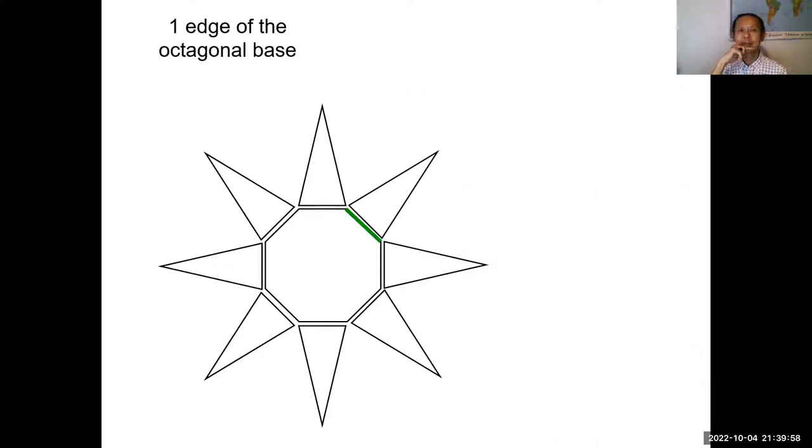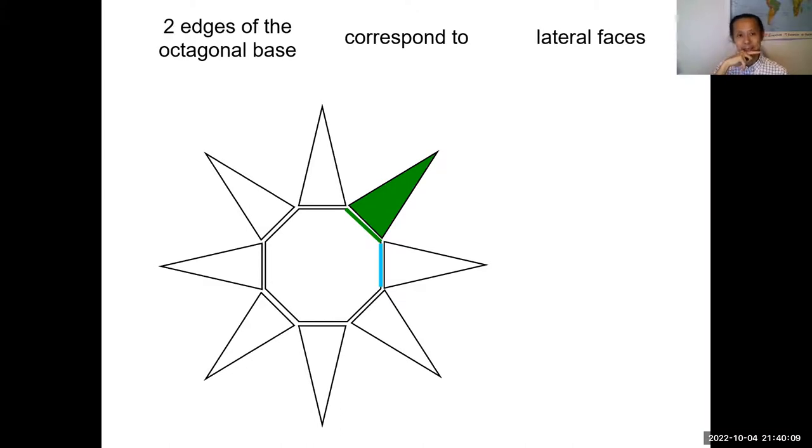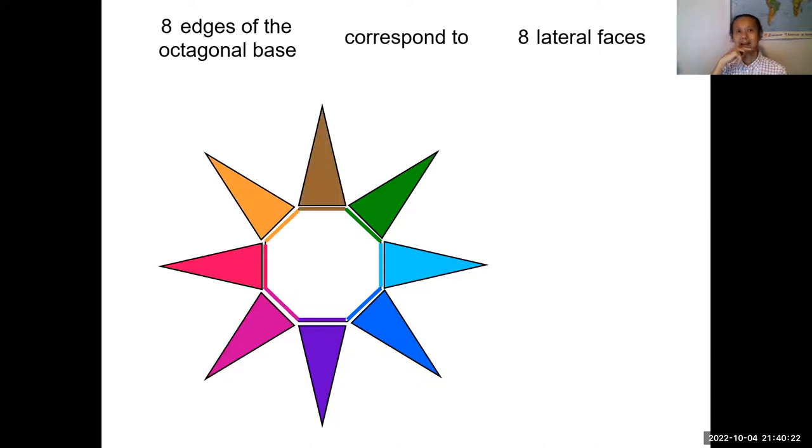Now let's begin. One edge on the base corresponds to one lateral face. If you have two edges, then you have two lateral faces. You will see three edges correspond to three lateral faces. We can continue: 6, 7, 8. There are 8 sides for an octagon, which means we'll have 8 lateral faces for the octagonal pyramid.